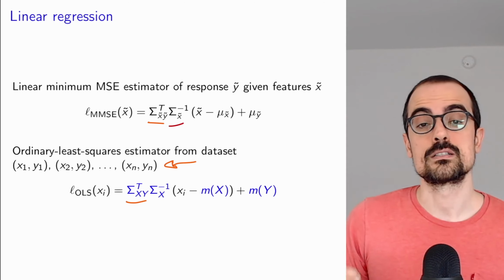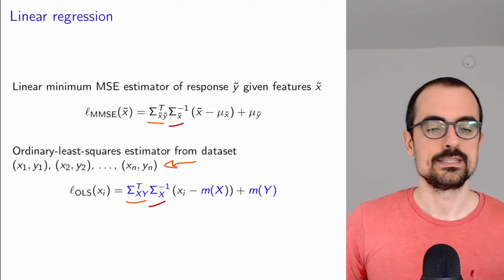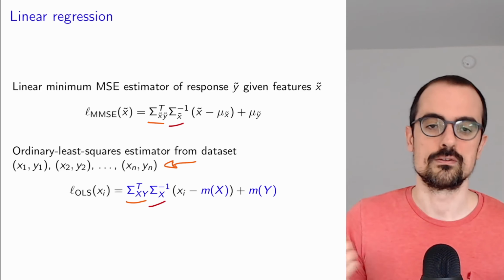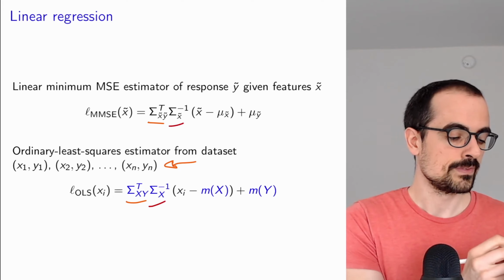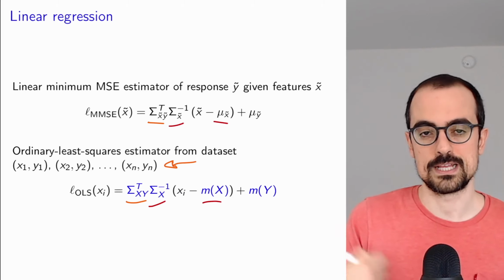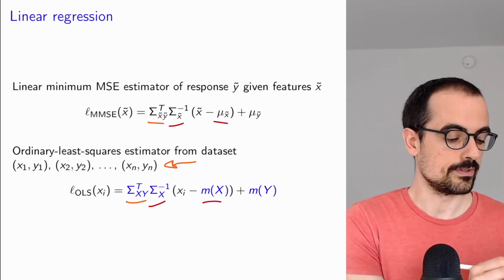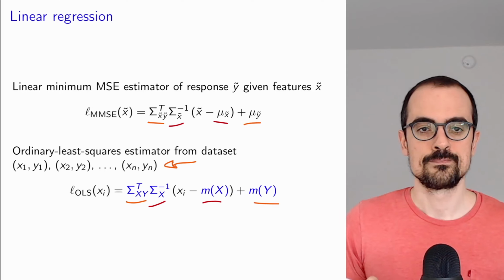Same for the covariance matrix of the features. You just replace it by the sample covariance matrix of the features in the data, and you take the inverse. And then same for the means. The mean of the features is replaced by the sample mean, and the mean of the response is replaced by the sample mean of the response in the training set.